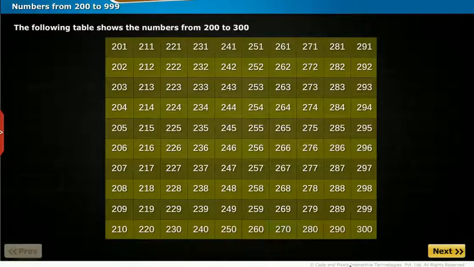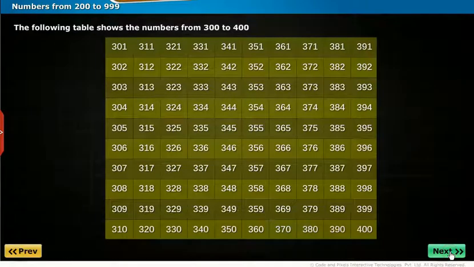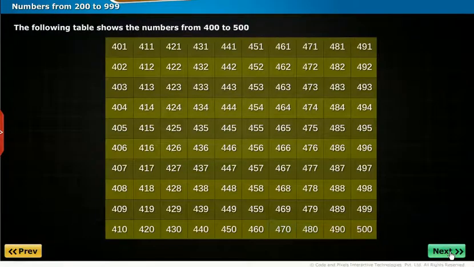Here, we will know the numbers from 200 to 999. The following table shows the numbers from 200 to 300. The following table shows the numbers from 300 to 400. The following table shows the numbers from 400 to 500.